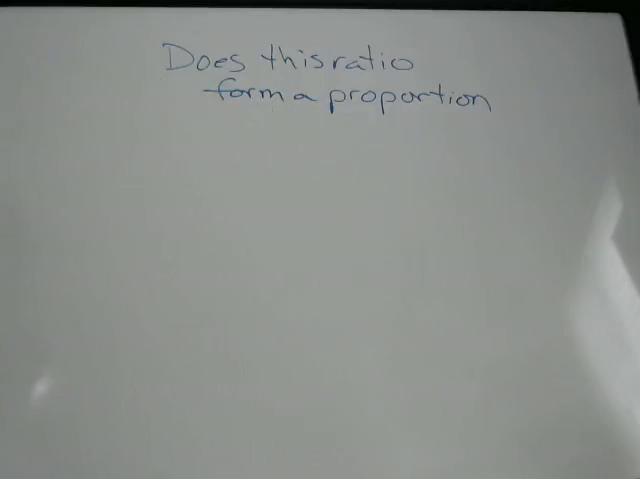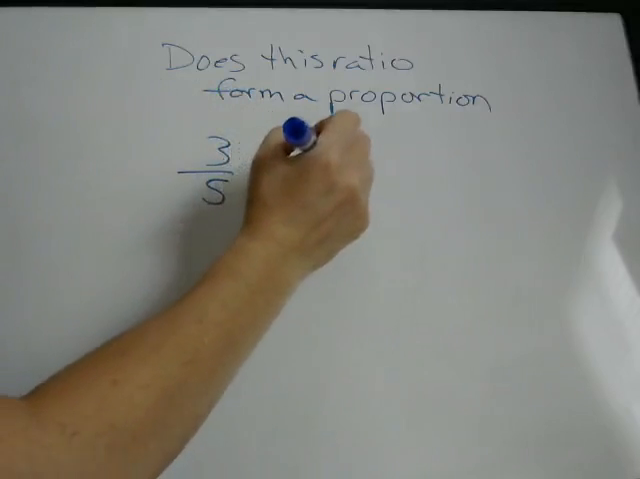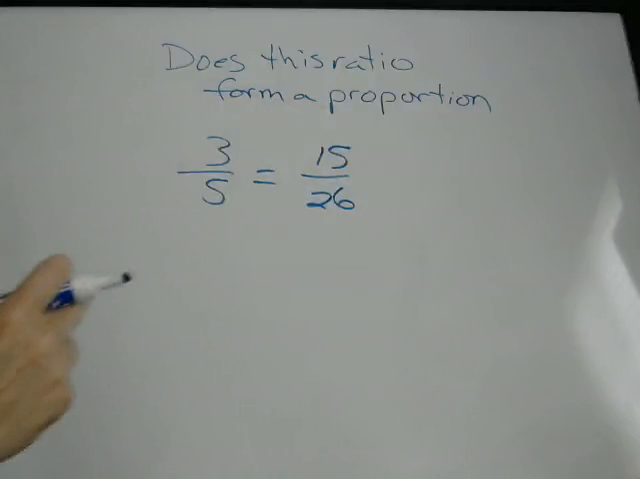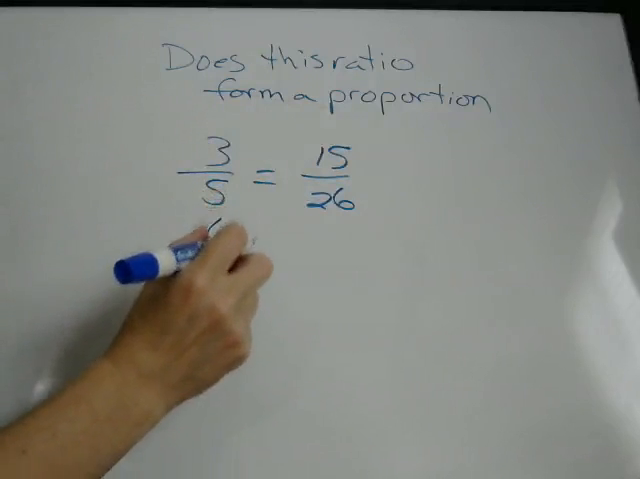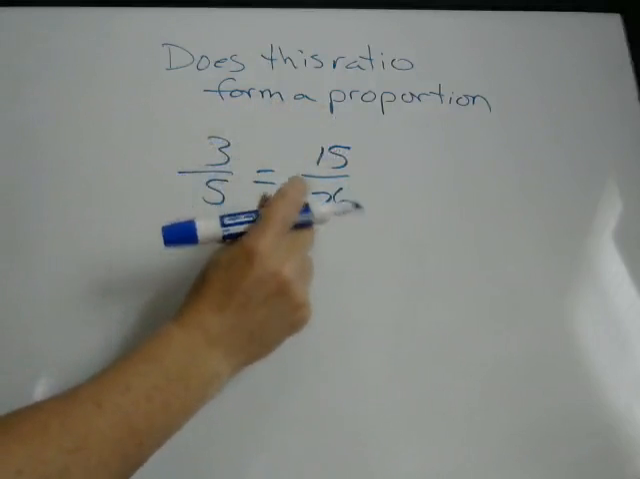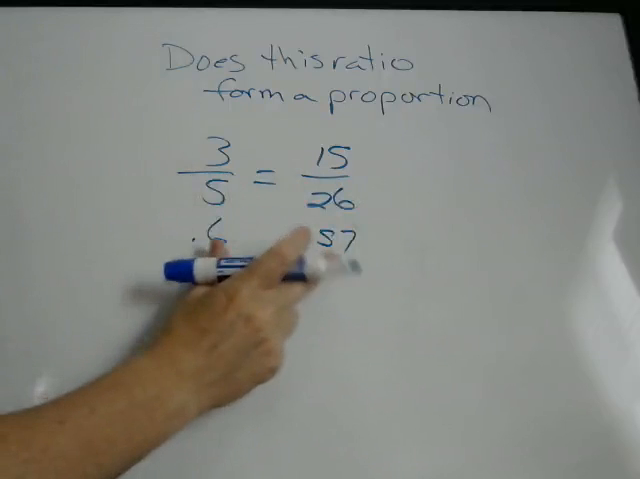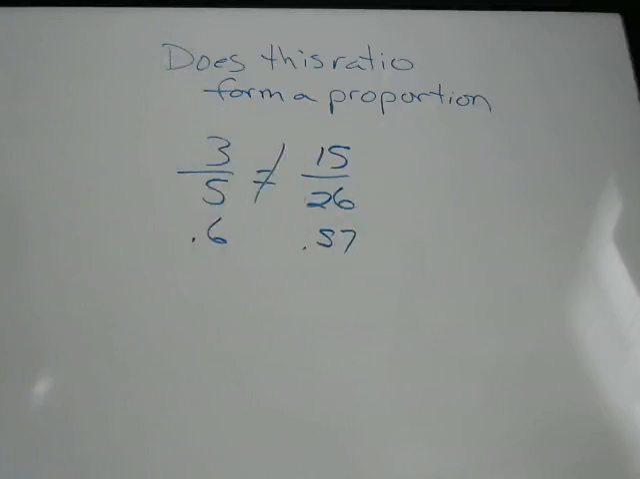Now let's say they gave us instead 3/5 and 15/26. So here, 3 divided by 5 is 0.6. 15 divided by 26, plug that in your calculator, you get 0.57. So these are not equal. So the answer to this question is no, they do not form a proportion.